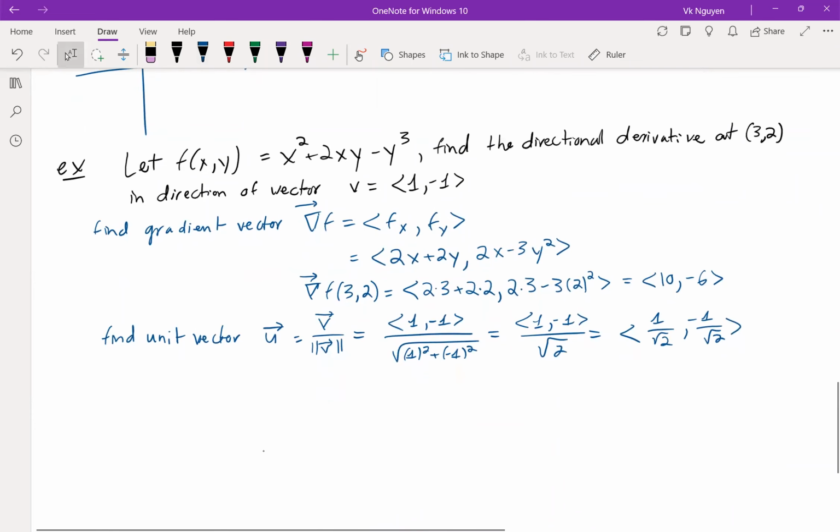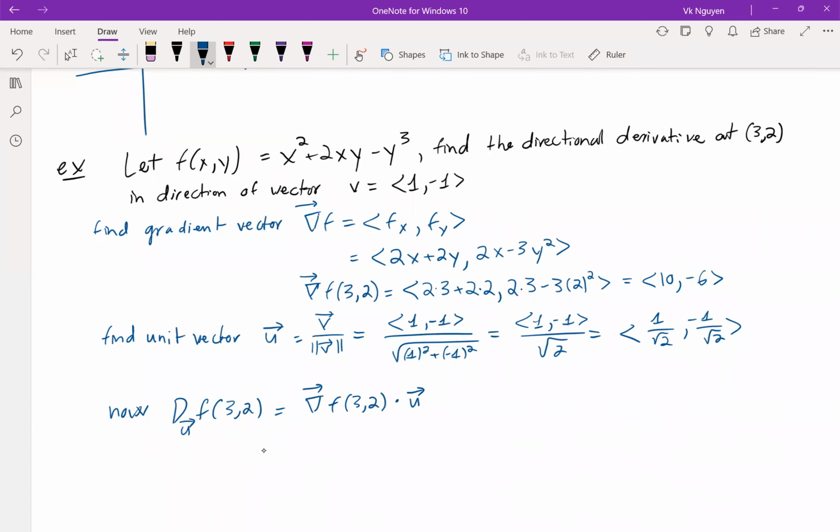So in the end, now, the directional derivative of the function at the point (3, 2) in the direction of the unit vector is the dot product of the gradient vector at the point (3, 2) and the unit vector. Yeah. So that's going to be (10, -6) dot (1 over root 2, -1 over root 2).